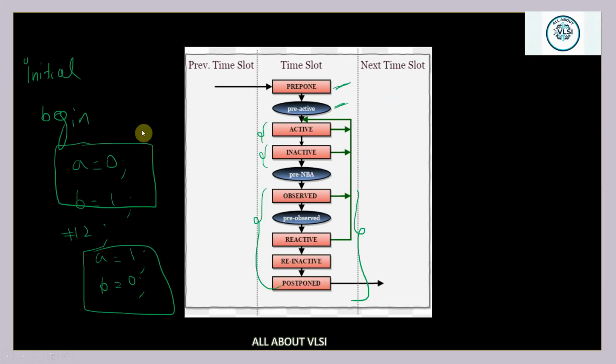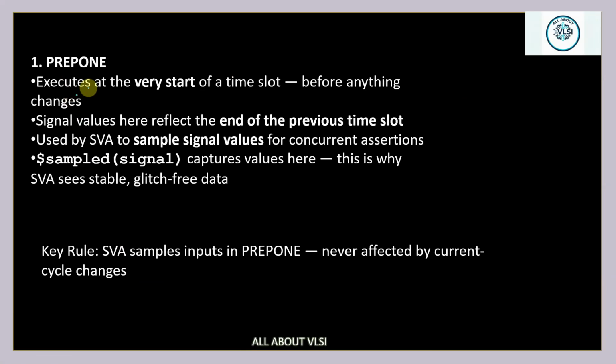So like this, we are going to have different regions which will be created in our code. For every region, these are the events which are going to be executed. Now, coming to the prepone region, it is the very first region we have, and it executes at the very start of a time slot before anything changes. In this region, the signal values reflect the end of the previous time slot, and this is used by the SystemVerilog assertions for sampling the signal values in the case of concurrent assertions.